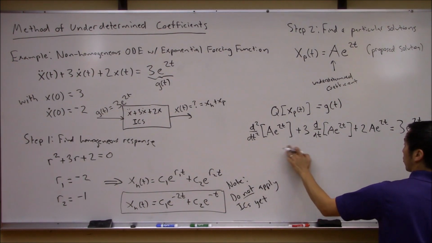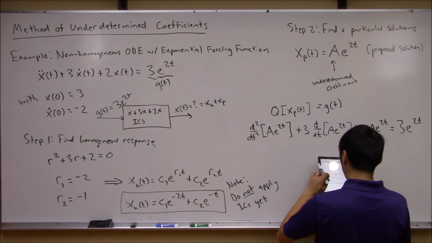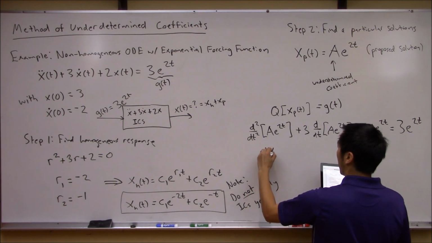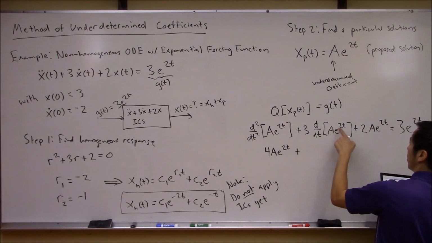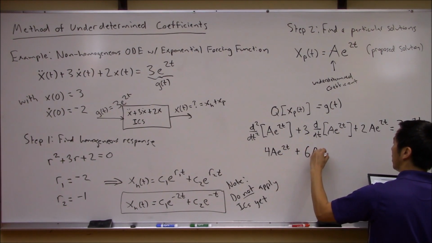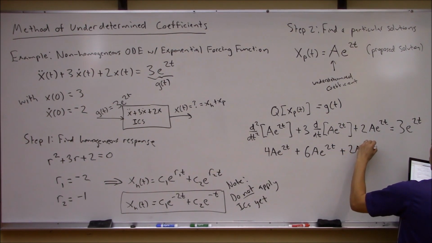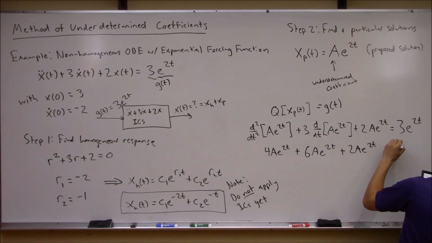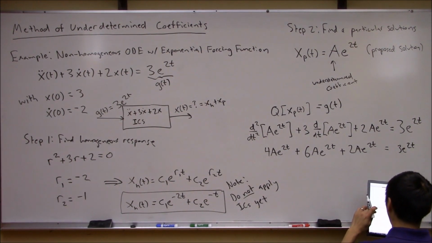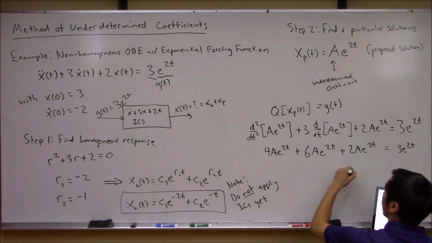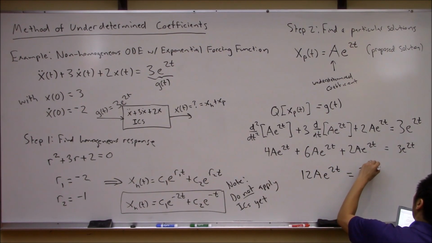Let's expand and do one more line on the left-hand side. You take the derivative of this thing twice, and this becomes 4a e to the 2t, plus 6a e to the 2t, plus 2a e to the 2t. That still has to equal 3e to the 2t. Collect all of these terms: 4, 10, 12. So 12a e to the 2t has got to equal 3e to the 2t.